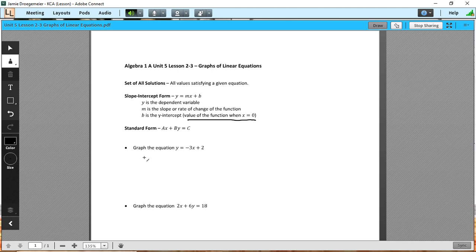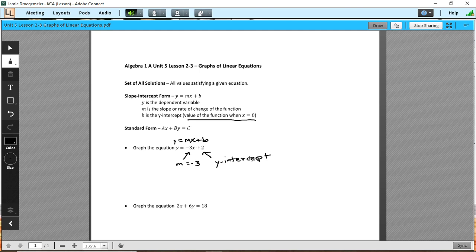So this first one asks us to graph the equation y equals negative 3x plus 2. This equation is in slope-intercept form. It takes that same form of y equals mx plus b. We have our y value, and m in this case would be negative 3. Our slope is a slope of negative 3. We have our x, and then the value that's being added here would be our y-intercept. So our y-intercept is at positive 2.